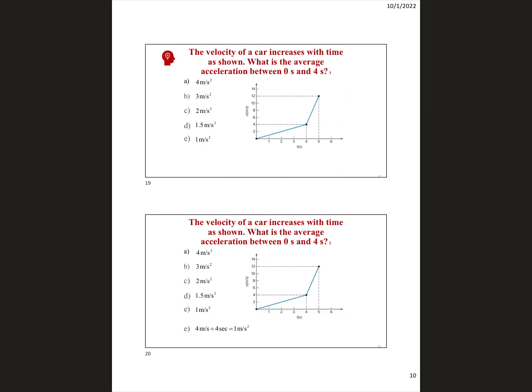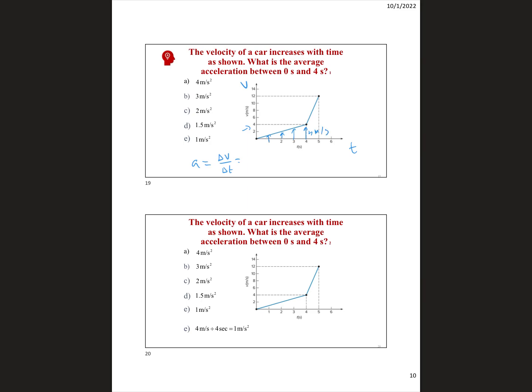This problem says this is v versus t. The velocity is changing, it's a rectilinear line, so the acceleration is constant. And what it's asking is, what is the average acceleration between 0 and 4? Between 0 and 4, the average acceleration is the change in the velocity divided by the change in time. What is the change in the velocity? I see here v final is 4 meters per second.